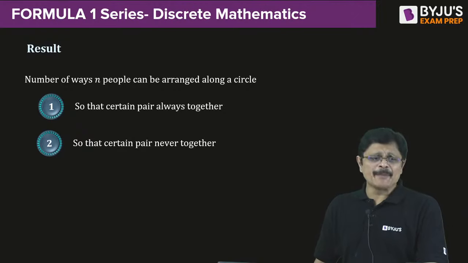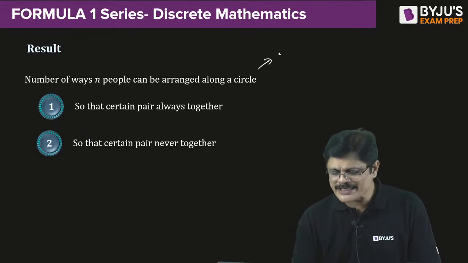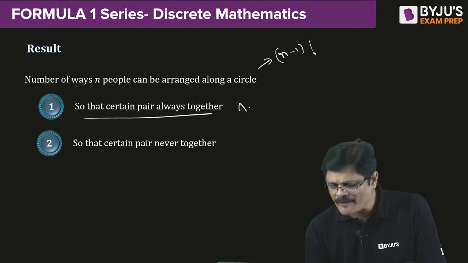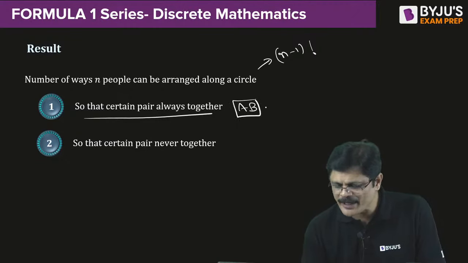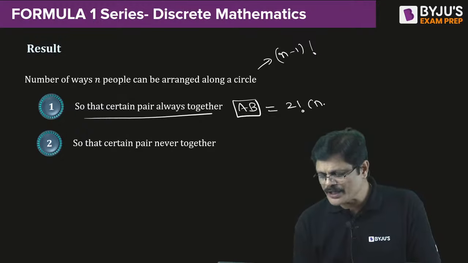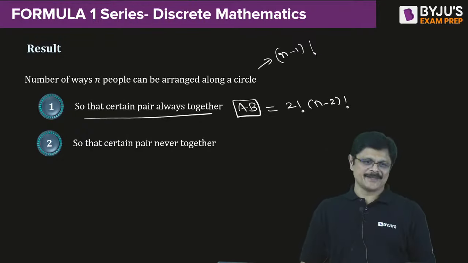Number of ways n people can be arranged in a circle, that we already know, it is n minus 1 factorial. But in which a certain pair is always together. When you want a certain pair always together, the answer is given by 2 factorial into n minus 2 factorial, because it is a circular permutation.